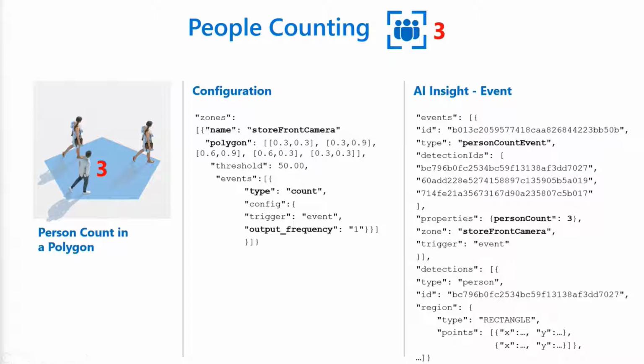You're going to notice a couple of things, for example some properties, like the person count, for example 3 people, and what the zone is. Remember that you set the zone here in the configuration, and how the position, the X and Y here, is the position of the person in front of the camera.